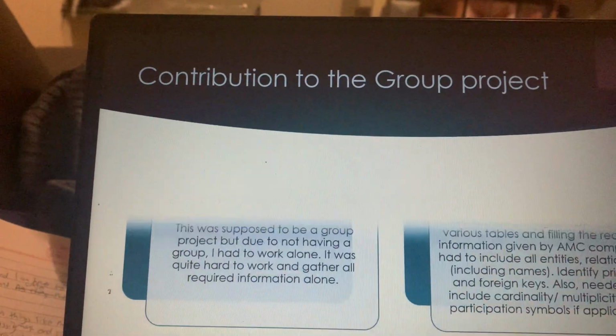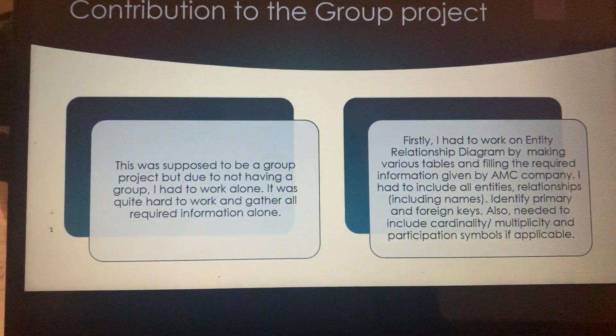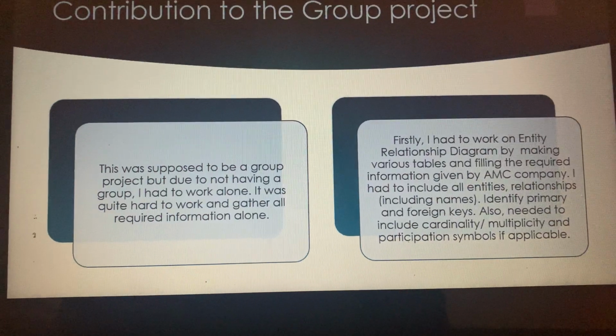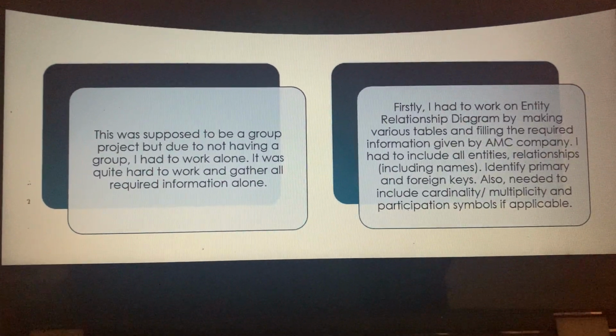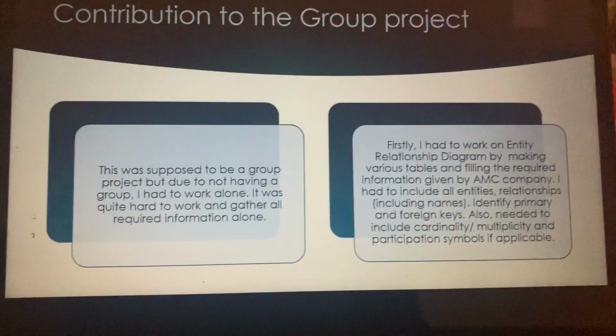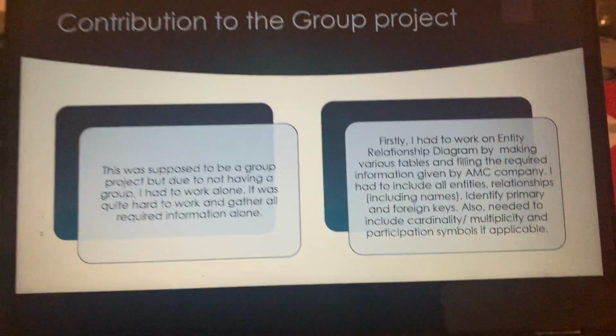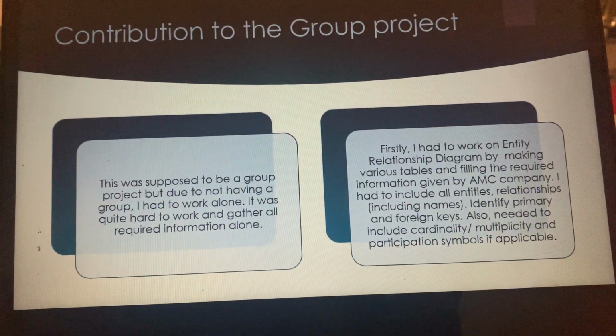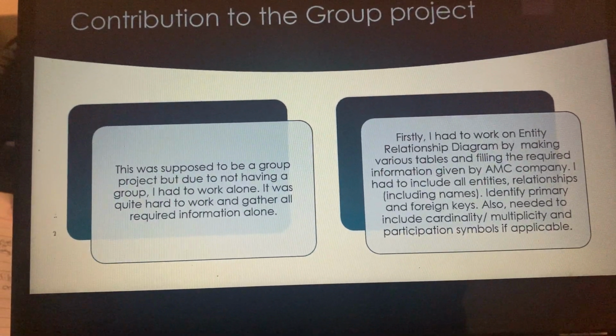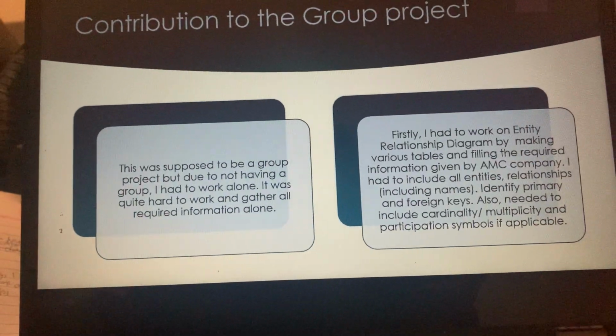And the contribution to the group project. I would like to say this was supposed to be a group project, but I don't know why I didn't get any group member, so I had to work alone. It was really quite hard to work alone and gather all the information by myself.